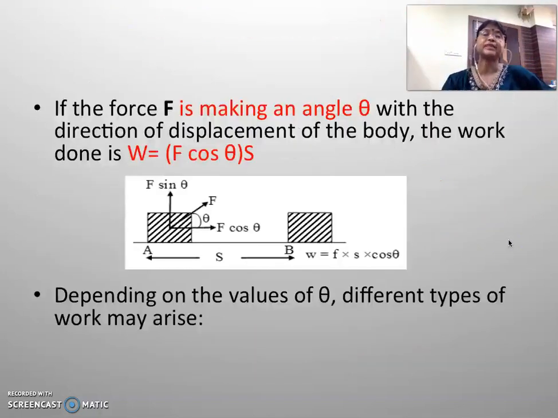All right. Next, consider the definition F dot S, the dot product of two vectors. Suppose I am pulling this body at some angle theta to the horizontal. In this case, instead of the force, we have to consider the component of force along the direction of displacement, F cos theta. So the work W is equal to F cos theta into S. Depending on different values of theta, different situations may arise.